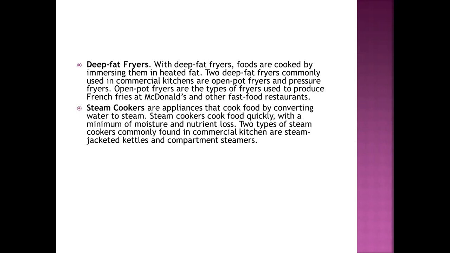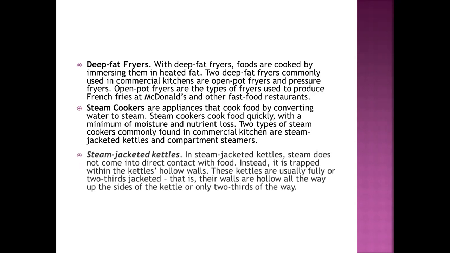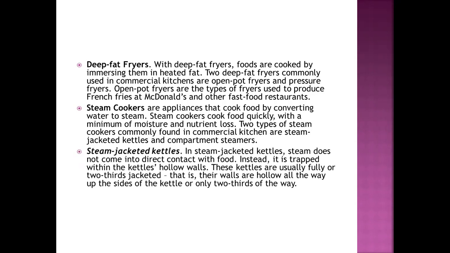For steam cookers, these are appliances that cook food by converting water to steam. Steam cookers cook food quickly with a minimum of moisture and nutrient loss. Two types of steam cookers commonly found in commercial kitchens are steam jacketed kettles and compartment steamers. Next we have the steam jacketed kettles, and in a steam jacketed kettle, steam does not come into direct contact with food. Instead, it is trapped within the kettle's hollow walls.